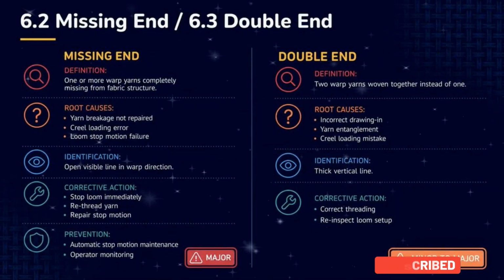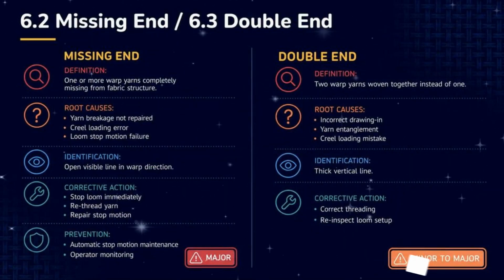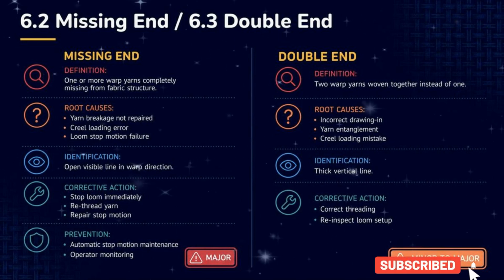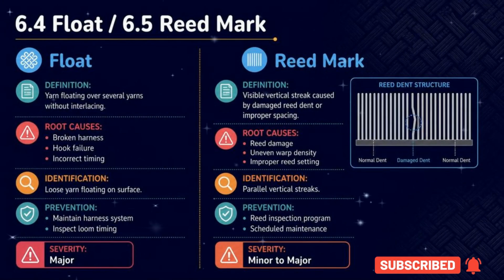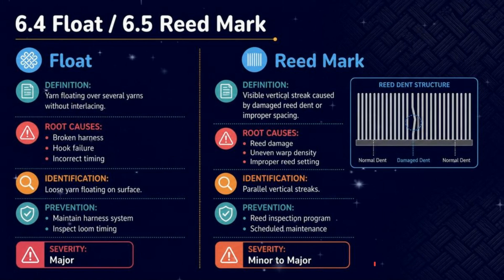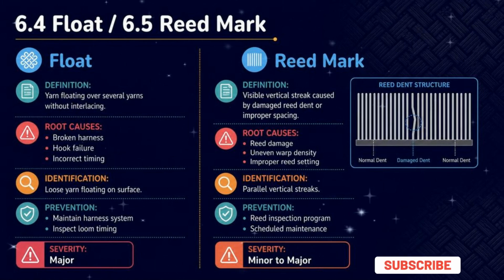Missing ends and double ends are also significant concerns, often stemming from threading errors or yarn entanglement during the weaving process. Floats and reed marks affect fabric integrity. Regular maintenance of the harness system and reed inspection are crucial for prevention.